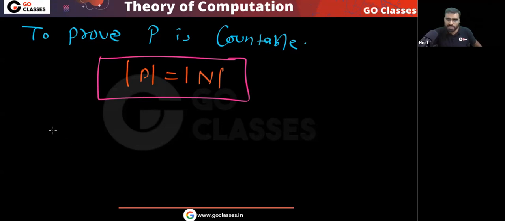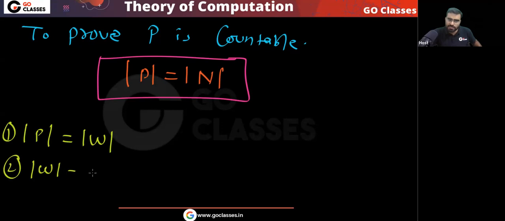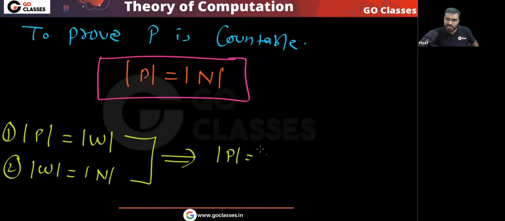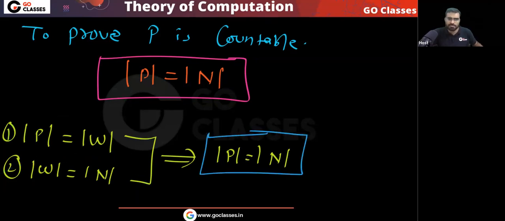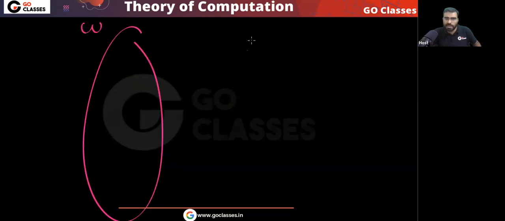And we can do it like this, in an easy way. First, we will prove that P and W have the same size. Then we have already proved that W and N have the same size. From these, can I say that they have the same size? So how to do the first part? Can you create a bijection between P and W?